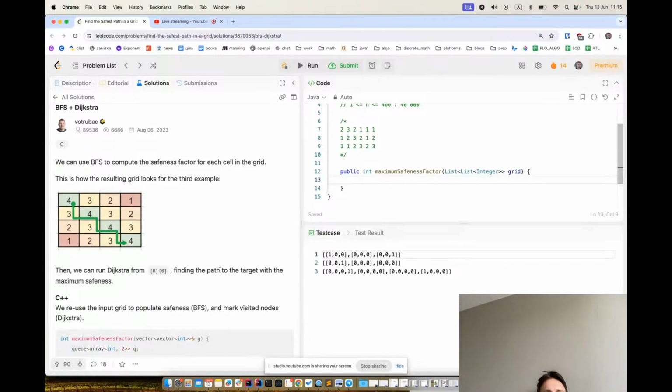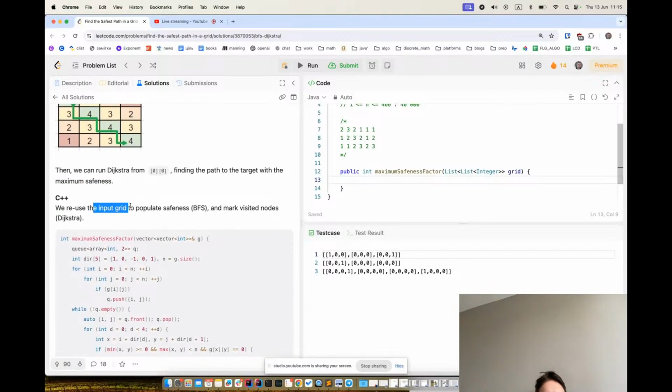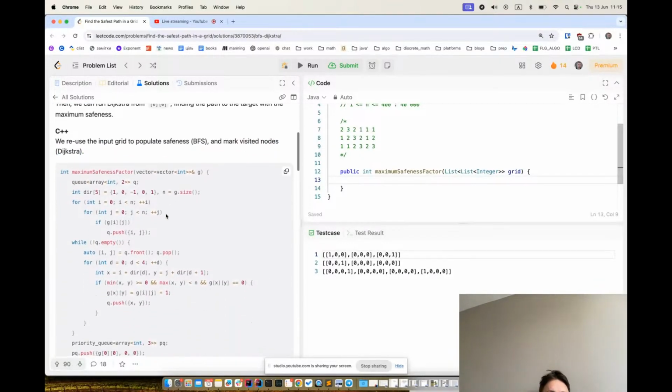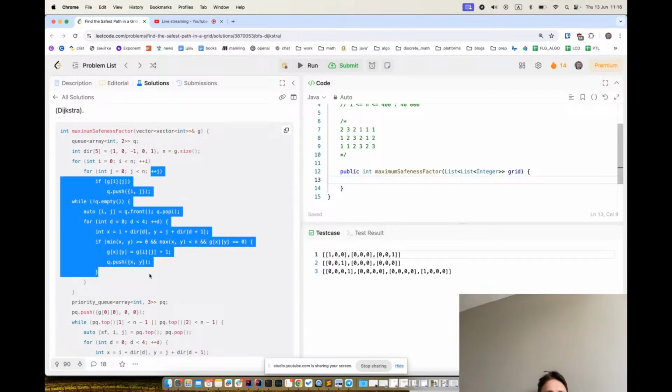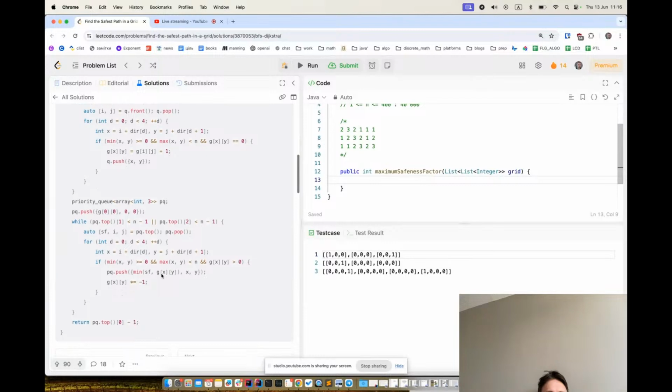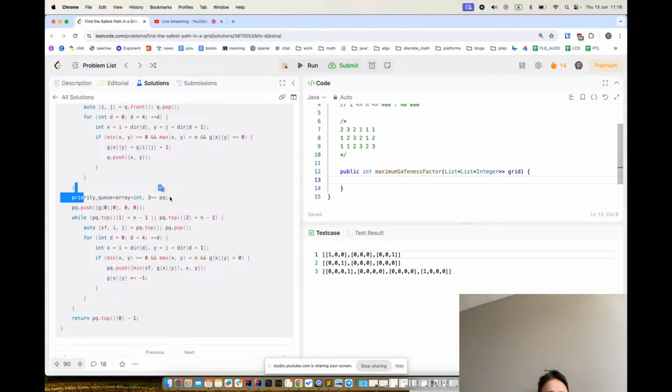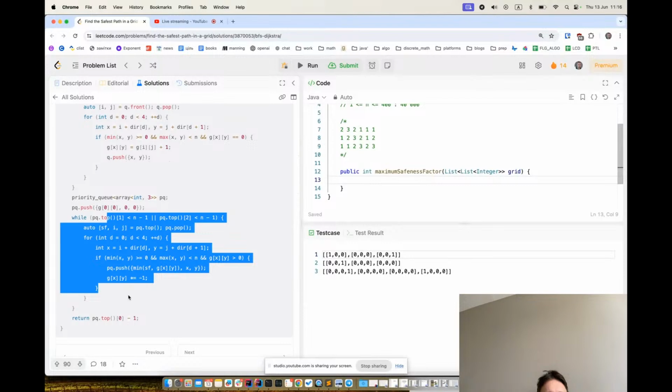Yeah, so I actually have the same idea. So we reuse the input grid to populate safest BFS and mark visited nodes. All right. So here is BFS. Then priority queue. And yeah.